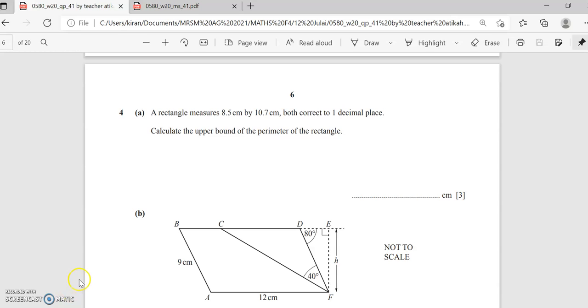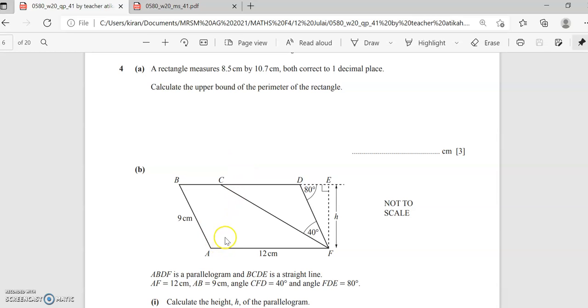Okay, so for question 4A, a rectangle measures 8.5 centimeter by 10.7 centimeter, both correct to one decimal place. Calculate the upper bound of perimeter of the rectangle. Okay, so masih ingat ini topik accuracy. Kita belajar form 3 tahun lepas.